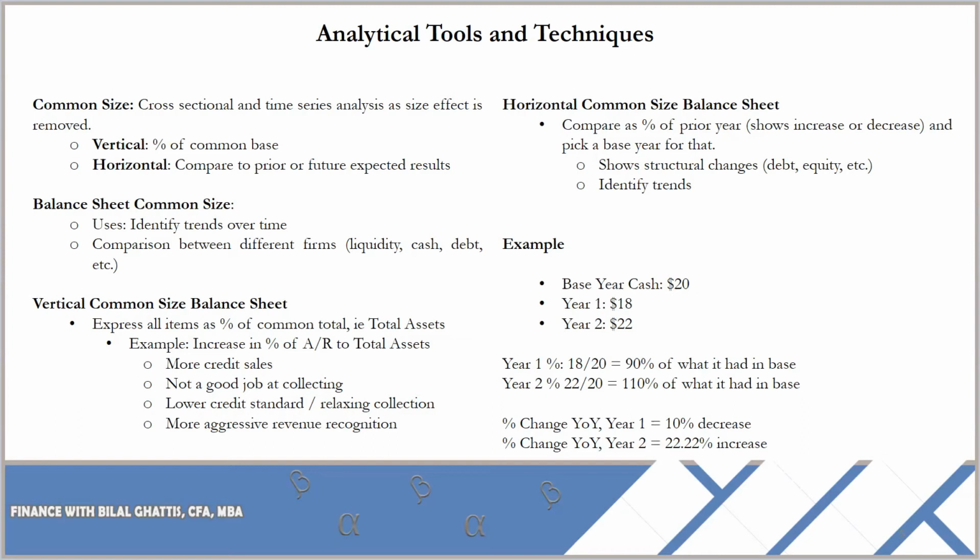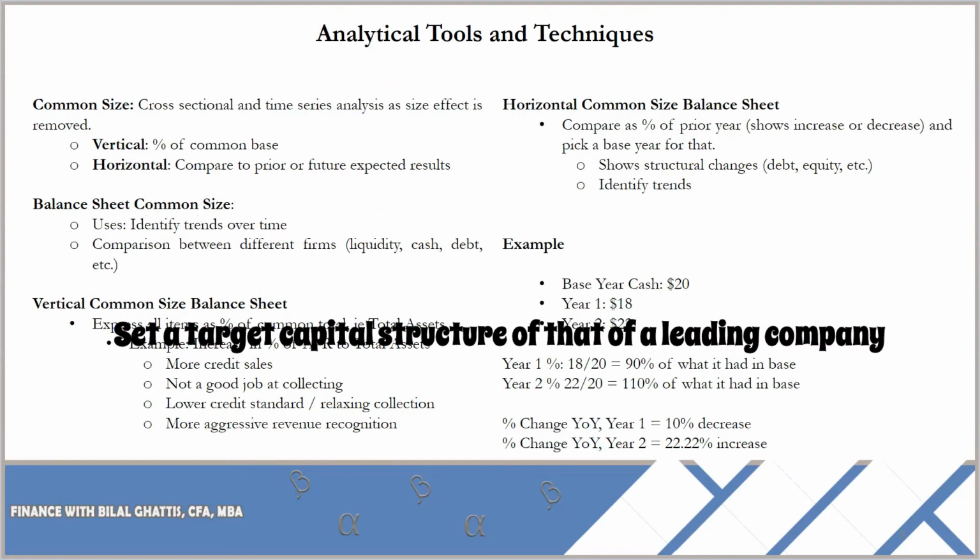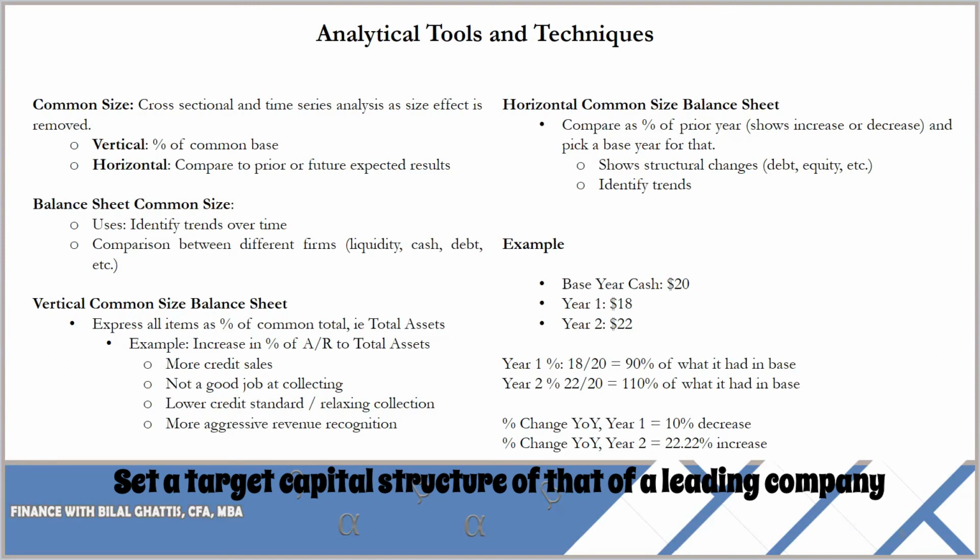Vertical common size balance sheet. The good thing about the vertical common size balance sheet, guys, is that it shows you the changes when it comes to the composition of the total assets itself. So you can see how your total assets are composed, just like we've said earlier. Now, the good thing about the horizontal is that they show you structural changes. And as I've said also, it's important to look at the debt and the equity and try to identify trends and try to see if you want to copycat some kind of a structure that is there for a leading company.